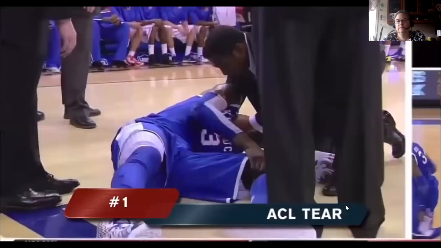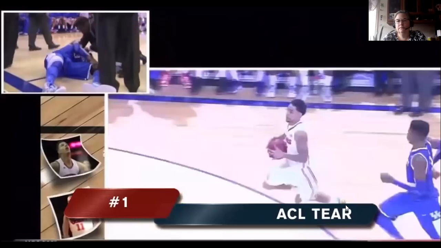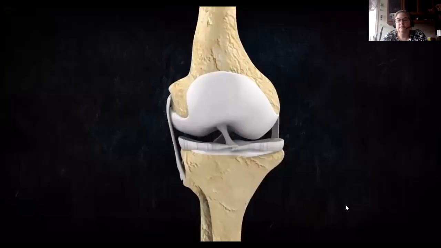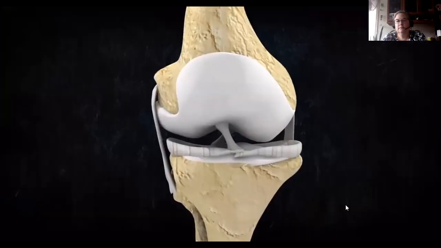ACL tear. Here's Rosario on the break now, and watch Nerlens go up with a left hand, block the shot, and then on landing, there came the ACL.